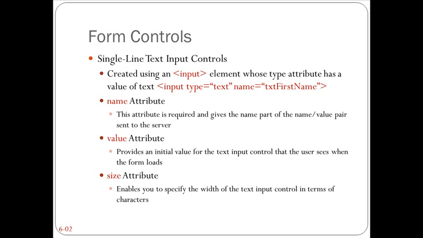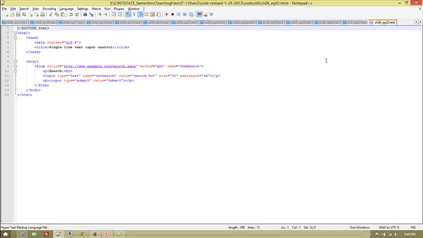It has a size attribute as well, which enables you to specify the width of the input control. Basically, you would set it to a number like 20, and that would allow the size of it to hold 20 characters. So let's take a look at an example of a form with an input. Here's our form. See, it's a container tag. Our input, and you can see that there is no closing tag, and the type then is text.